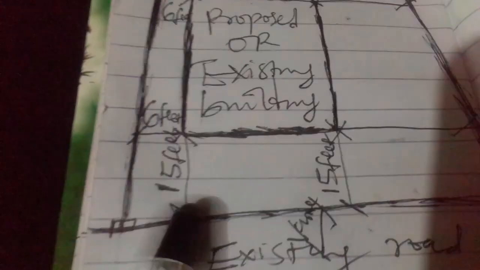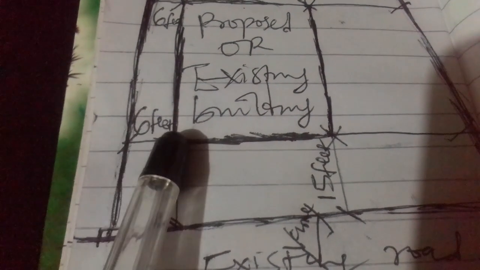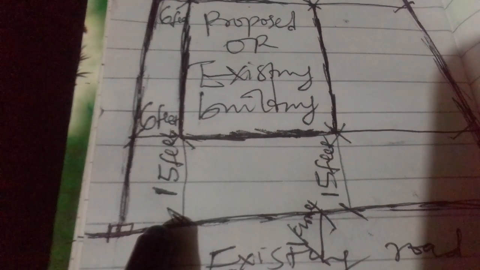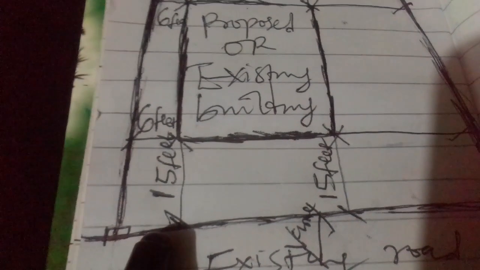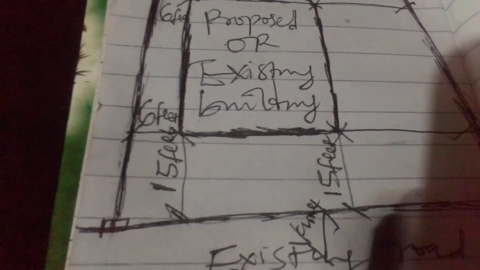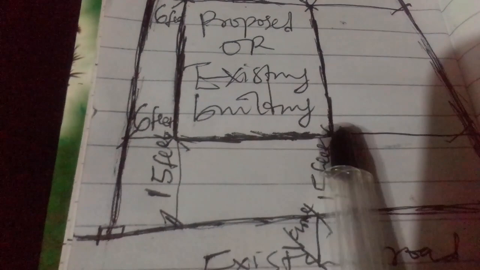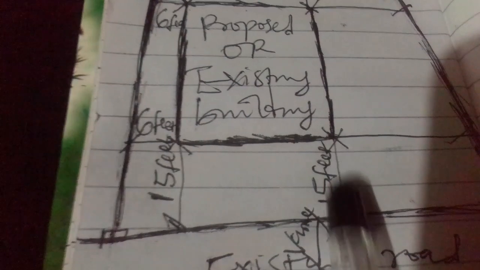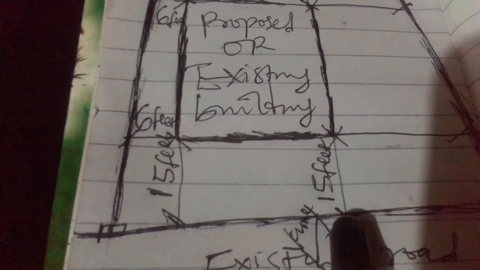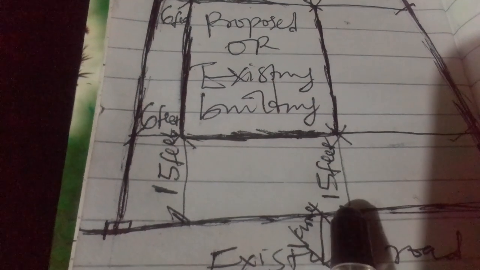Then this other line that you are seeing is the dimension line. So the dimension here, I dimensioned from here to here. The measurement should be 15 feet, should not be less than 15 feet for a residential building. Then at this other point of the building line, the edge of the building line, you should also dimension the measurement. The measurement should also not be less than 15 feet.